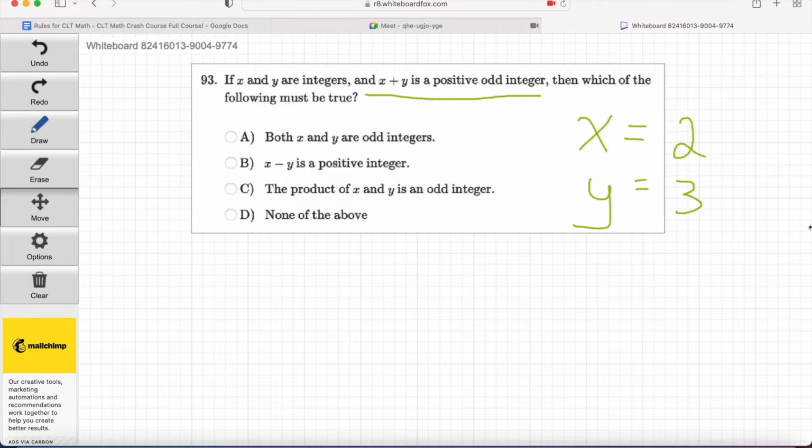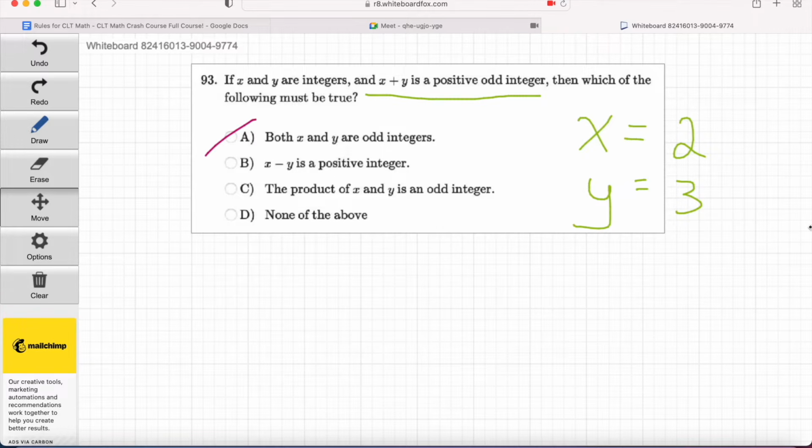Yeah, it's not true here. These values are good enough, right? x plus y here is 5. It's a positive odd integer. We've met the requirements of the question. So if A isn't true for the values we picked, it can't be the right answer. Does that make sense? If it were true, we'd keep it. We wouldn't necessarily know it's the right answer. We'd try to get rid of the others. But because it's not true, we can get rid of it. A is gone.